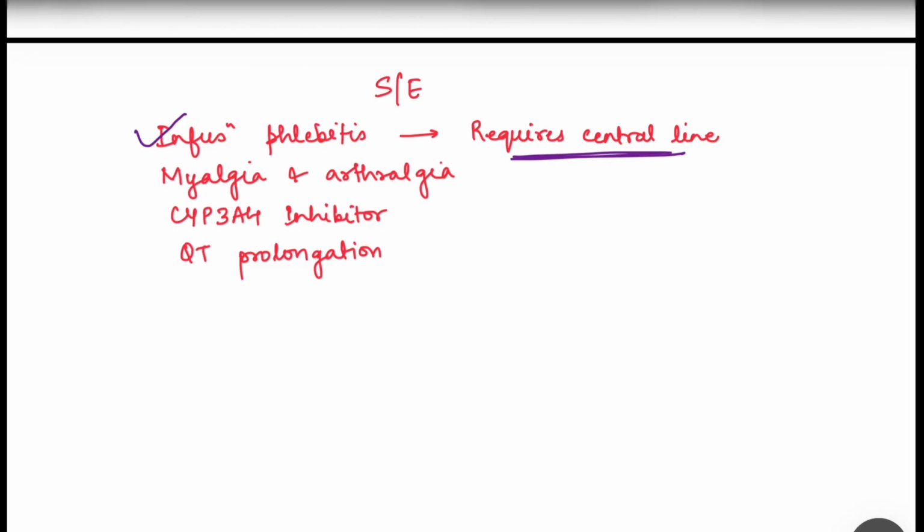Okay, then there are also myalgia and arthralgias. Then it is a cytochrome P3A4 inhibitor and thus can lead to QT prolongation when given with other drugs. Okay, so these are the major limiting factors for use of streptogramins.